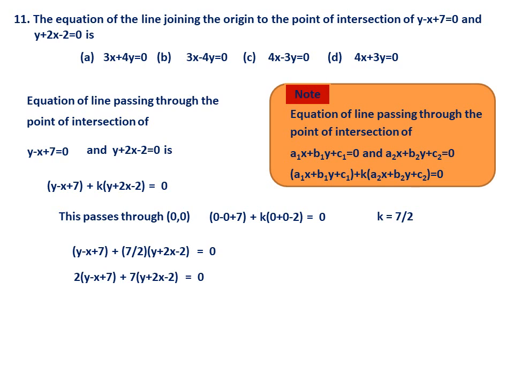Simplify this one by multiplying by 2. So 2 into y minus x plus 7 plus 7 into y plus 2x minus 2 equal to 0. Simplification further will give you 2y minus 2x plus 14. Then 7y plus 14x minus 14. 14 and 14 cancel. Therefore you get 12x plus 9y equal to 0. You can cancel 3, so that you get 4x plus 3y equal to 0. There is one more thing you have to note here. Any line which passes through origin has c equal to 0. Therefore you get only ax plus by equal to 0. So here it is 4x plus 3y. So this is the first question. Let us take the next question.